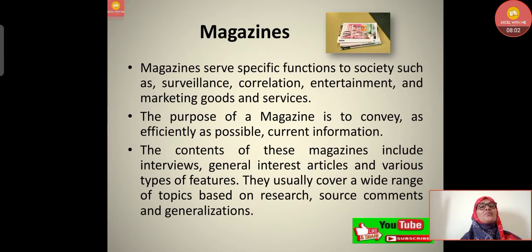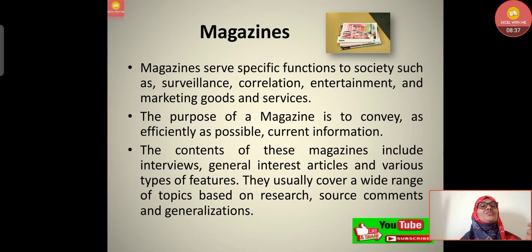Then magazines, obviously everybody likes to read the magazines. Magazines serve specific functions to society such as surveillance, correlation, entertainment, marketing goods and services. Everything will be covered. The children will like to read those magazines. The purpose of a magazine is to convey as efficiently as possible current information. The teacher must inculcate the habit of reading all these resources, using all these resources.